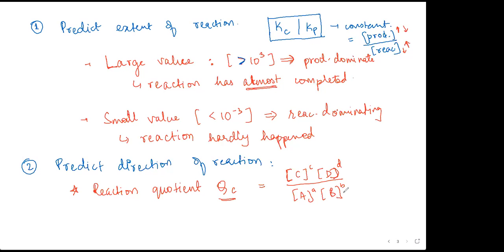Ma'am, but I have a doubt. This means that the formula for QC is equal to Kc, right? So won't the value also be equal to Kc? Yeah, that's what I'm saying. If you happen to calculate QC when the reaction has reached equilibrium, then QC will be equal to Kc. So that's how you can predict the direction of the reaction.